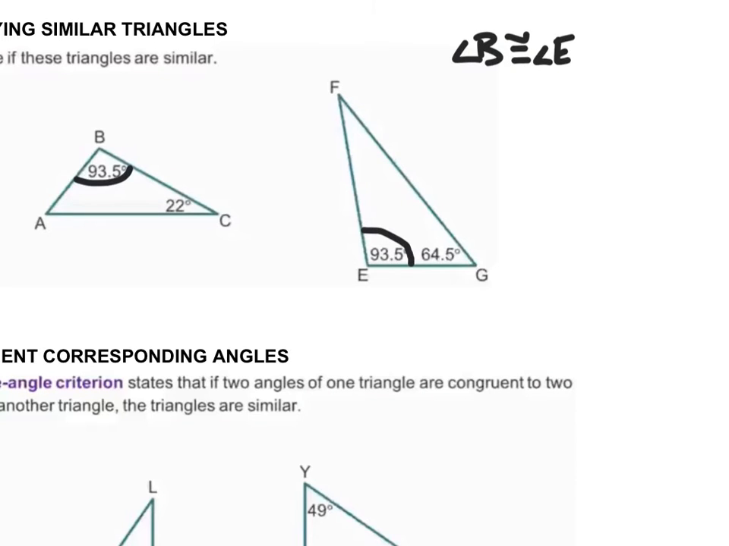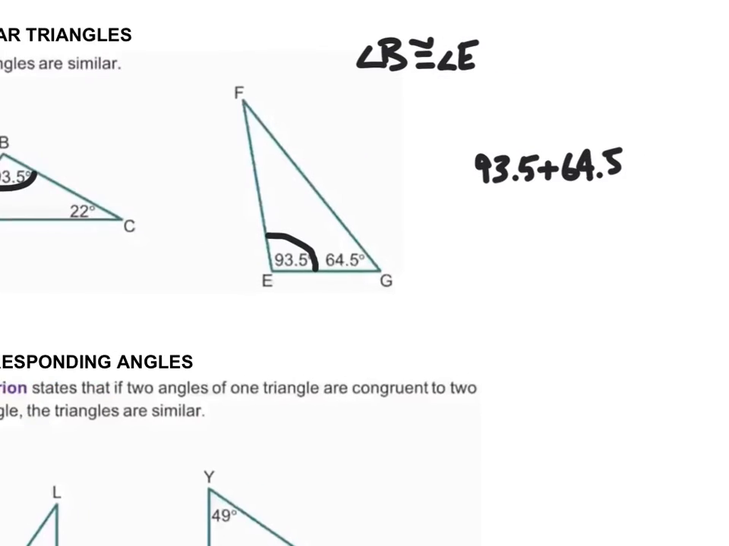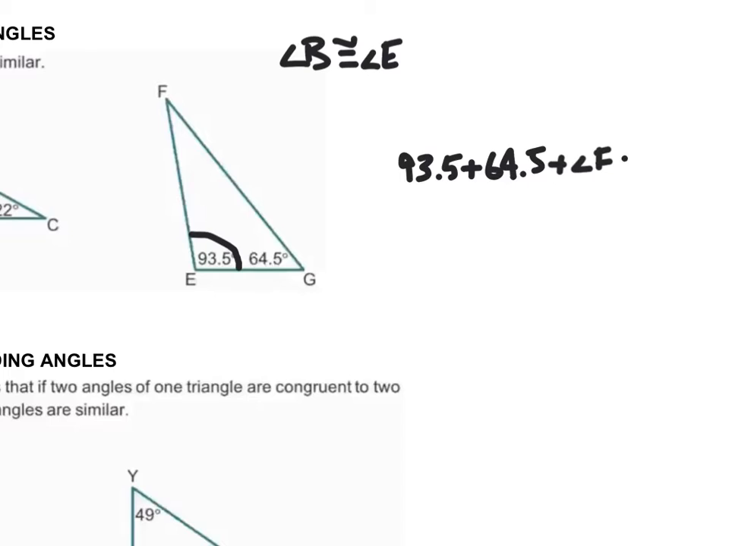And so let's set this up. Let's do 93.5 plus 64.5. If I add those up to angle F, I should get 180 degrees. All right, so let's do some math and let's figure this out.